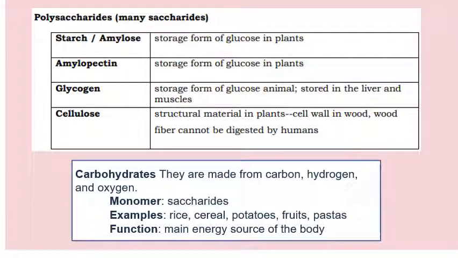Polysaccharides, many saccharides. Starch or amylose, storage form of glucose in plants. Amylopectin, storage form of glucose in plants. Glycogen, storage form of glucose in animals, stored in the liver and muscles. Cellulose, structural material in plants, cell wall in wood. Wood fiber cannot be digested by humans. Carbohydrates are made from carbon, hydrogen, and oxygen. Monomer: saccharides. Examples: rice, cereal, potatoes, fruits, pastas. Function: main energy source of the body.